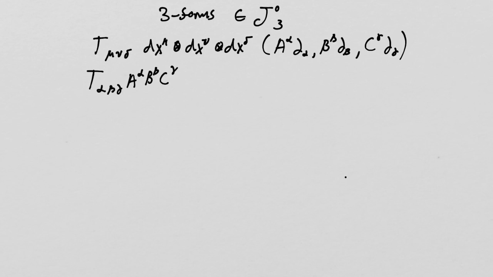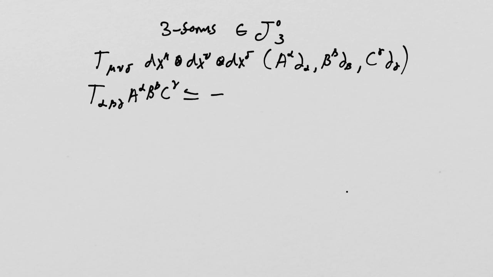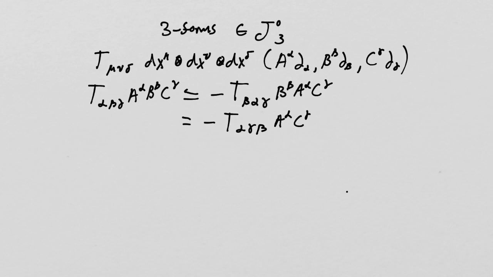But now we want this expression ultimately to equal the opposite of any two indices swap. So we want this to be the opposite of T, let's see, beta alpha gamma, and then it would be B beta A alpha C gamma. We want that. And we want it to be the opposite of T alpha gamma beta A alpha C gamma B beta.